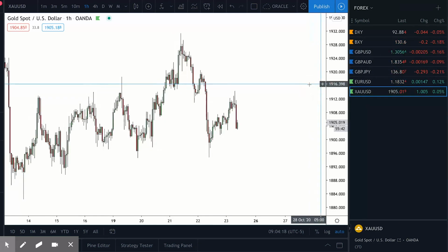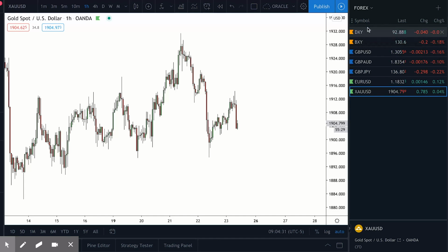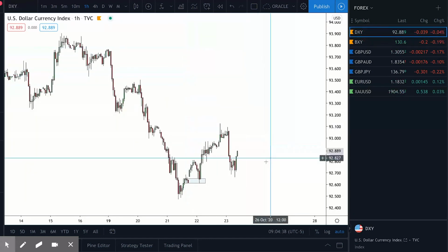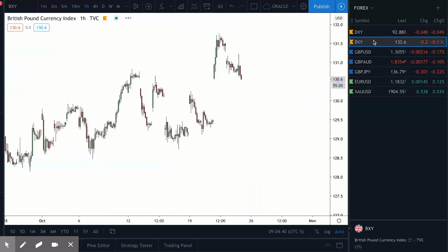You'll also see on my watch list, I do have these two at the top, the DXY and the BXY. Now, these are not something that I trade. I do not trade the DXY. I do not trade the BXY. They are called indices. They are indexes. What they do is track the strength of a specific currency. So the DXY tracks the strength of the US dollar. The BXY tracks the strength of the British pound.